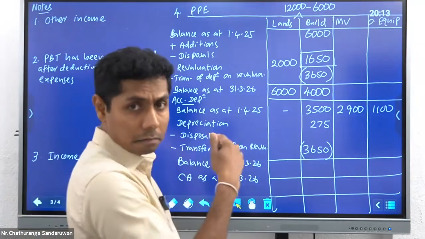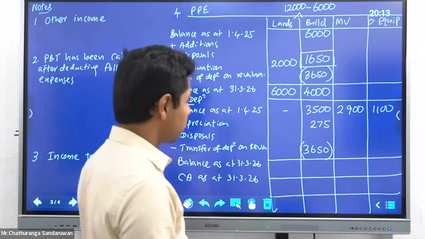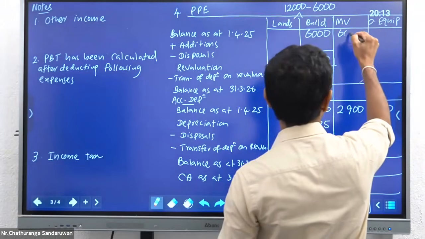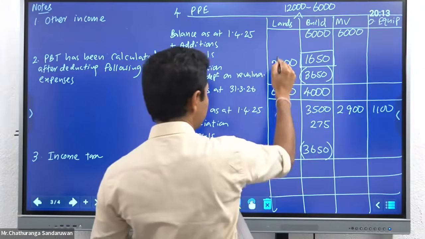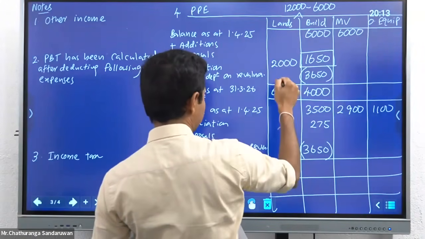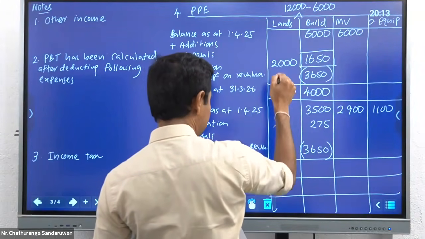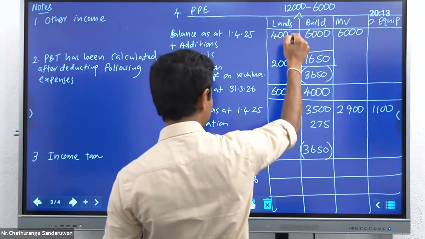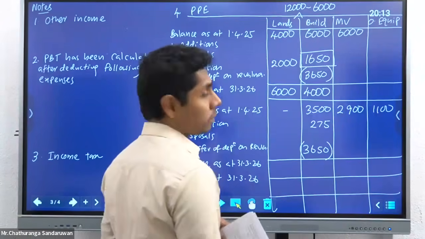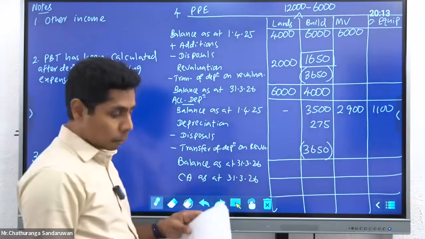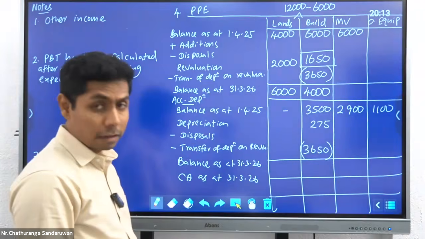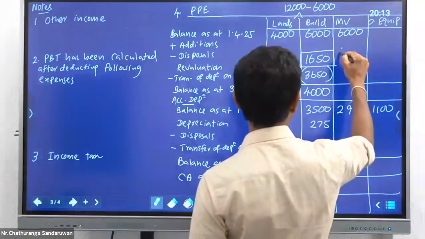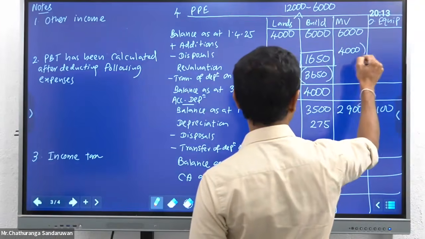So we can record the disposal transaction. The motor vehicle value is 6,000, and also we can find the land's value, because including this 2 million, this is 6,000. So if you go backward, this should be 4,000, right? So we can record the disposal. The cost of the item being disposed is 4 million. So under disposal, deduct 4 million or 4,000.